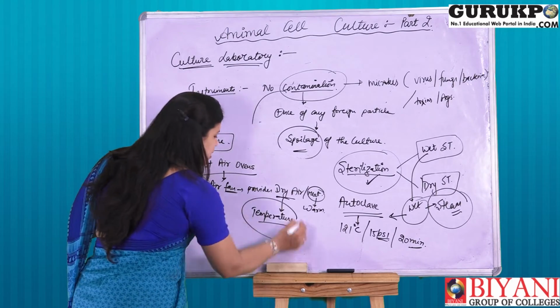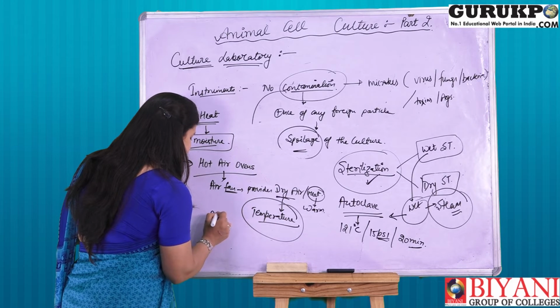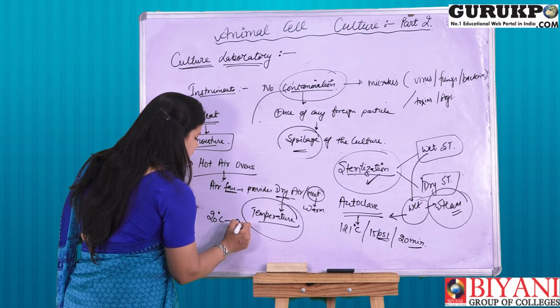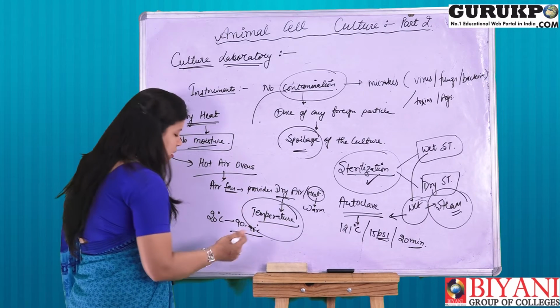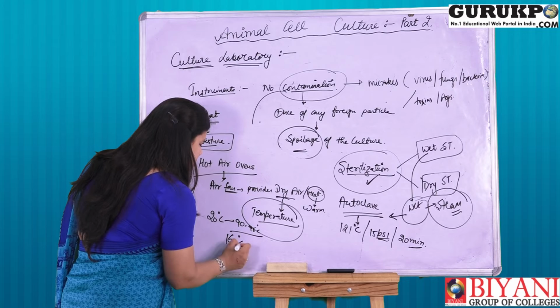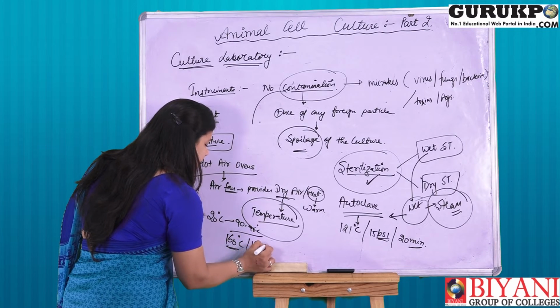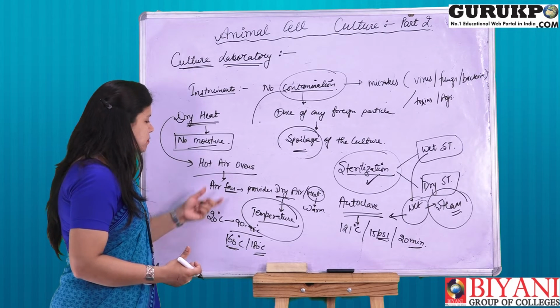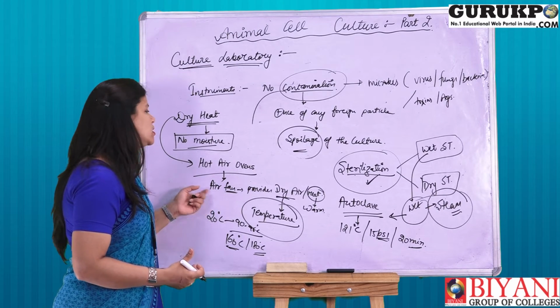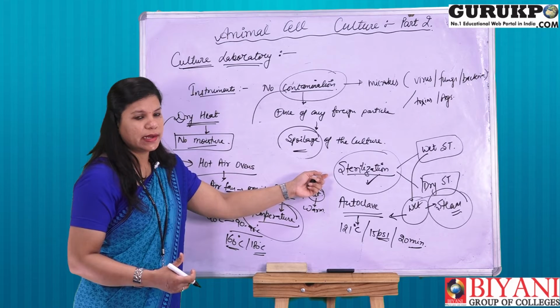This particular temperature can vary from 20 degree centigrade to up to 90 to 95 degree centigrade or more. In some cases, around 160 degree centigrade to 180 degree centigrade temperature is also being provided for the dry heat sterilization, or simply you can say the purpose of sterilization.